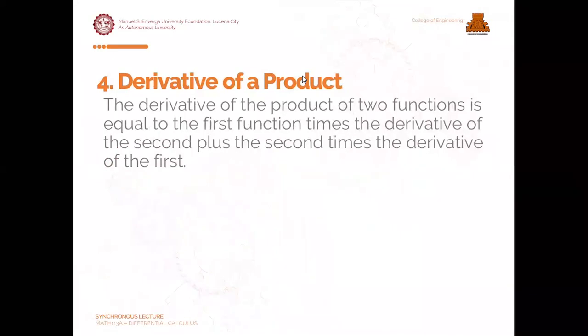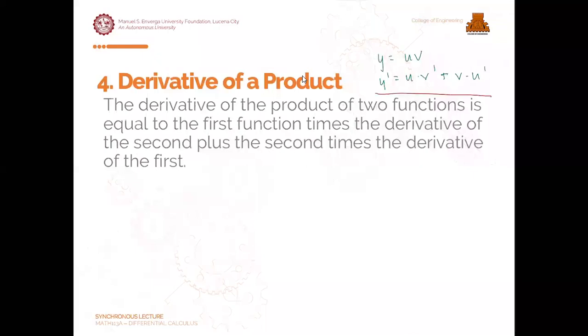Next is yung derivative of a product. So we have derivative of the product of two functions is equal to the first function times the derivative of the second plus the second times the derivative of the first one. So let's say meron tayong function na y is equals to u times v. So sabi niya is equal siya yung derivative natin sa first function, first function times yung derivative nung second function plus yung second function times yung derivative ng first function. Okay? So ito yung formula natin.